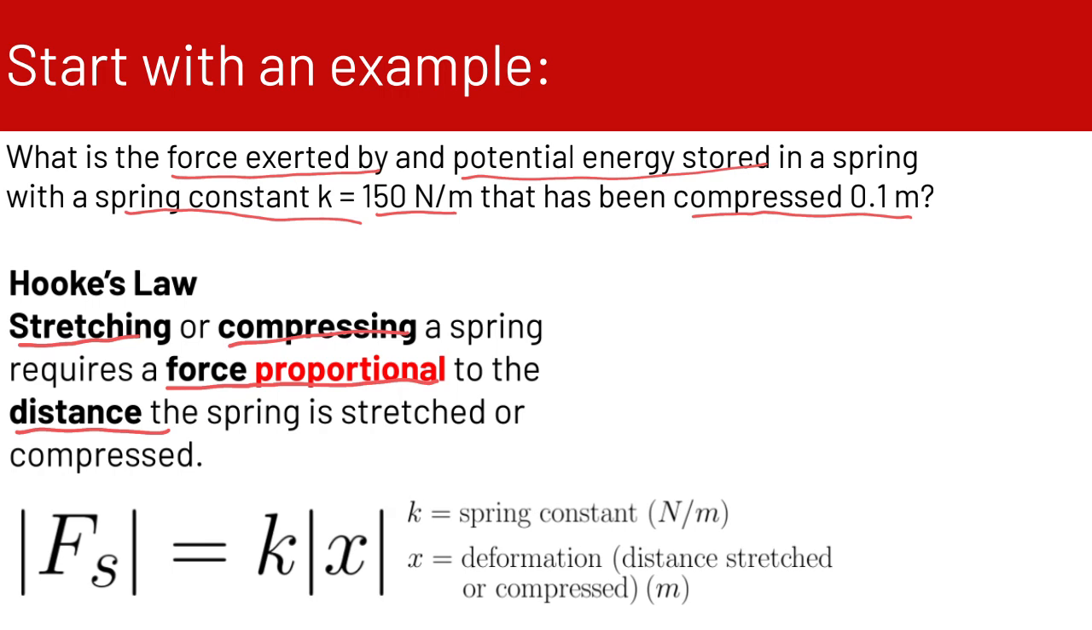So the mathematical formula for Hooke's law is F sub s is equal to k times x. Notice we have the absolute value of F sub s and the absolute value of x. k is the spring constant, in units of newtons per meter, and x is the deformation of the spring, the distance stretched or compressed, in units of meters.